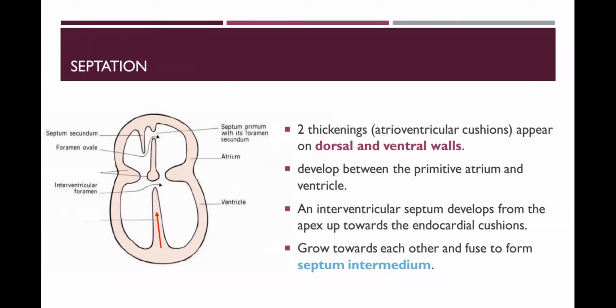Septation of the ventricle. With thickening, atrioventricular endocardial cushions appear on the dorsal and ventral wall, developing between the primitive atrium and ventricle. An interventricular septum develops from the apex up toward the endocardial cushions, which grow toward each other and fuse to form the septum intermedium.